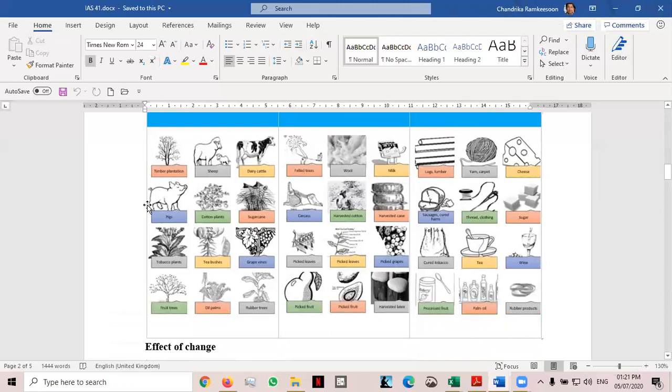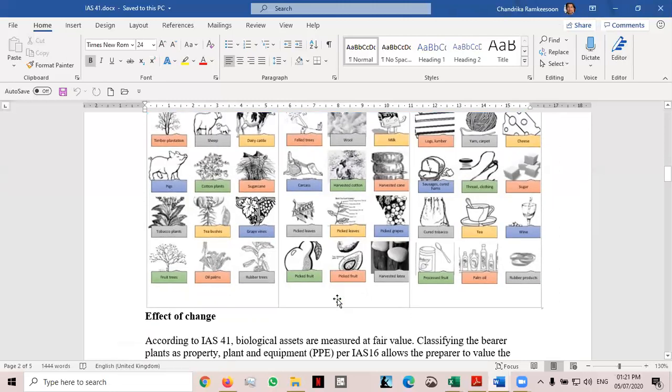Because pigs, biological asset, cactus plants, sugarcane, and so forth. Tobacco plants, tea bushes, and grapevines. You have the output here.